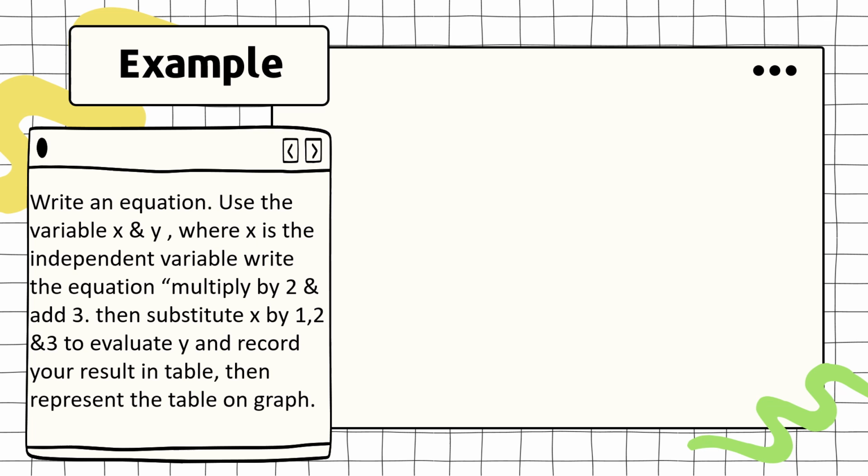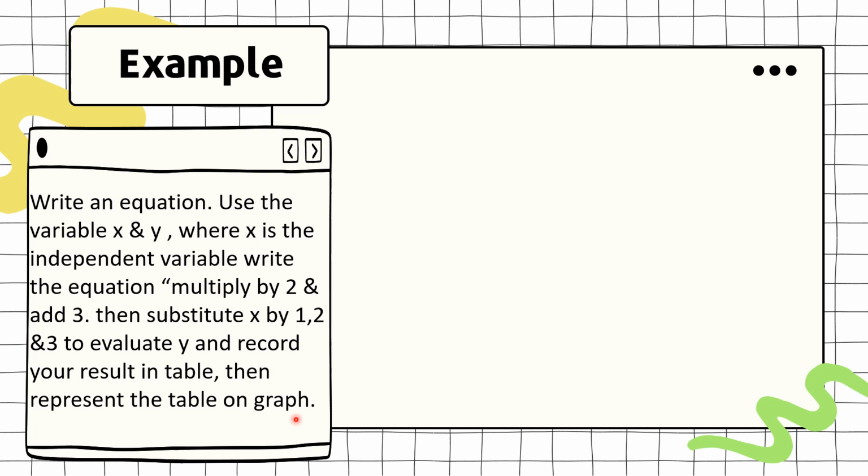Write an equation, using the variables x and y, where x is the independent variable. Write the equation from the phrase: multiply by 2 and add 3. Then substitute x by 1, 2, and 3 to evaluate y, and record your result in a table. Then represent the table on a graph.